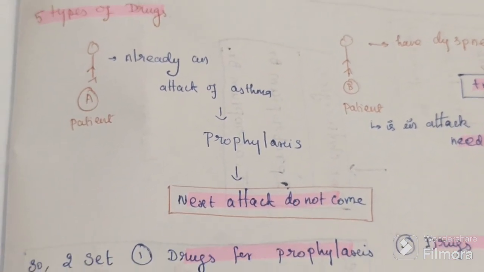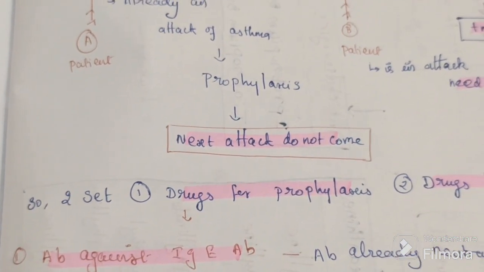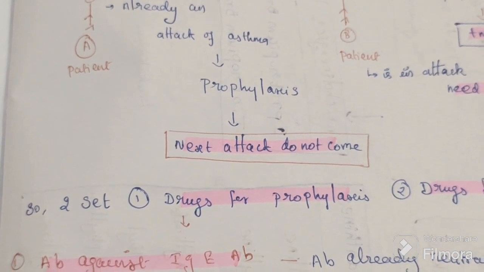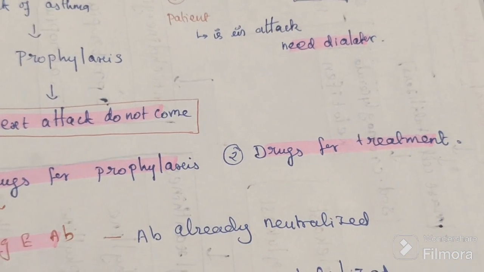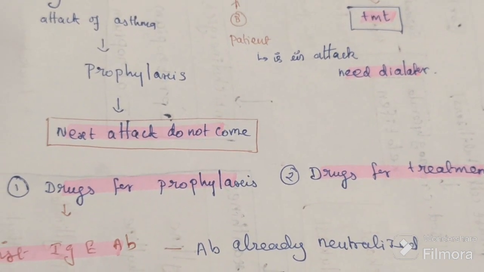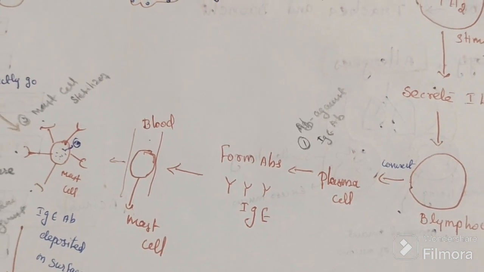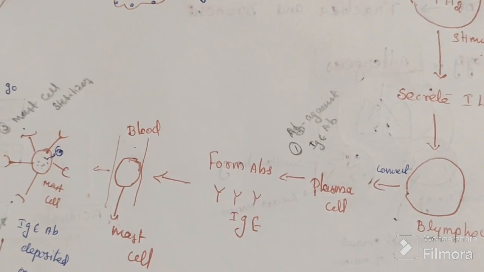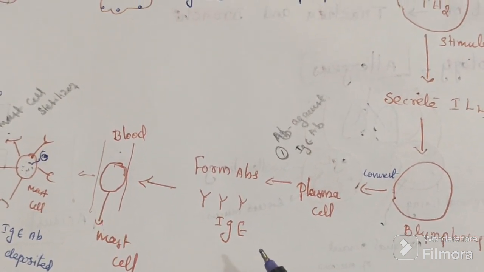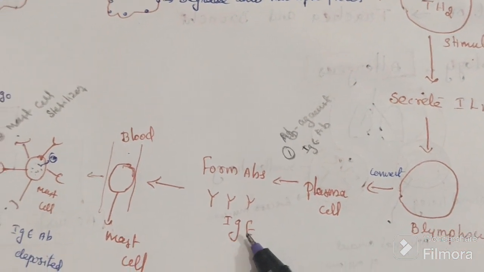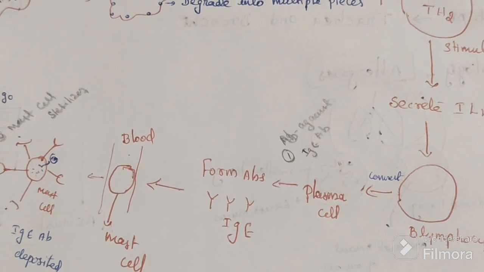So we want to discuss the drugs for prophylaxis of asthma and the drugs for treatment. First drug for prophylaxis: the antibody against this IgE antibody is known as omalizumab.